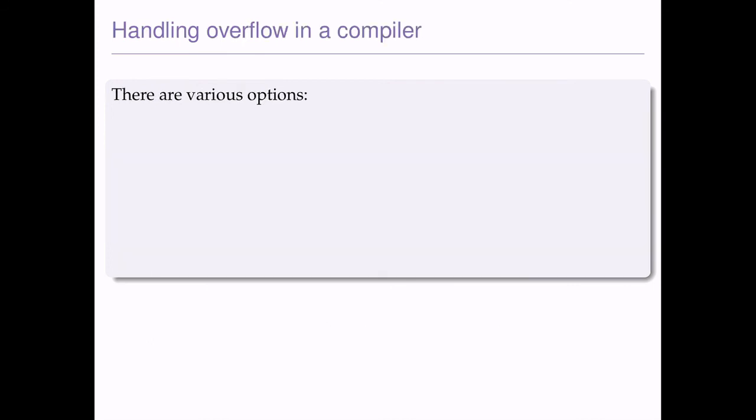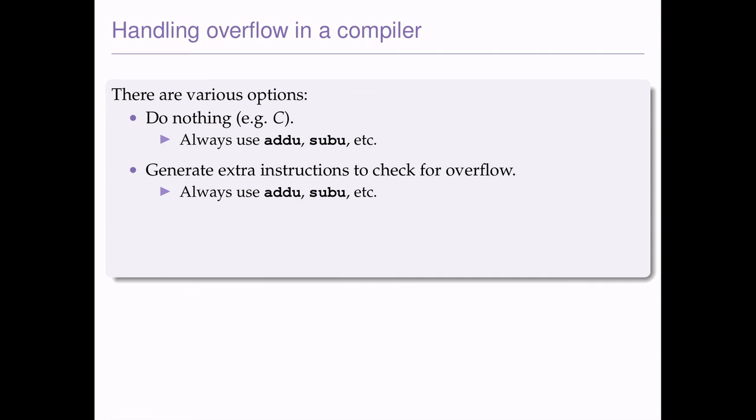Okay, so how does a compiler handle overflow? Well, there are several things that you can do. You can do nothing. You can just always use the unsigned operations and never worry about the overflow exception. Just hand that back to the user, let them deal with it. That's what C does. You can generate extra instructions, as we were doing earlier when we were checking for signed and unsigned exceptions. But you always use the addu and subu instructions, and that way you do not get the exception that crashes your program, but you do check for it anyway.